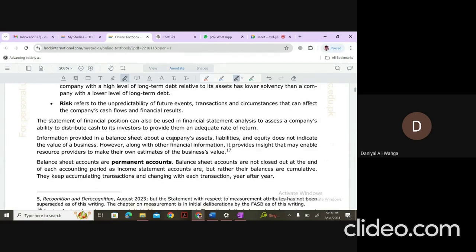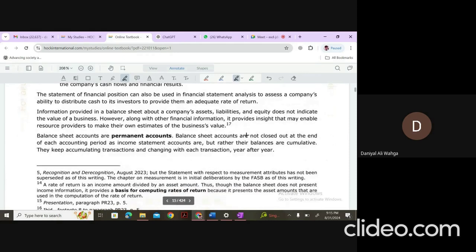Information provided in the balance sheet about the company's assets, liabilities, and equity does not indicate the value of the business. However, along with other financial information, it provides insight that may enable the resource providers to make their own estimate. Meaning, the majority of the ratios are calculated using the information given in the statement of financial position. Balance sheet accounts are permanent accounts. They are not closed at the end of the accounting period, unlike the income statement.